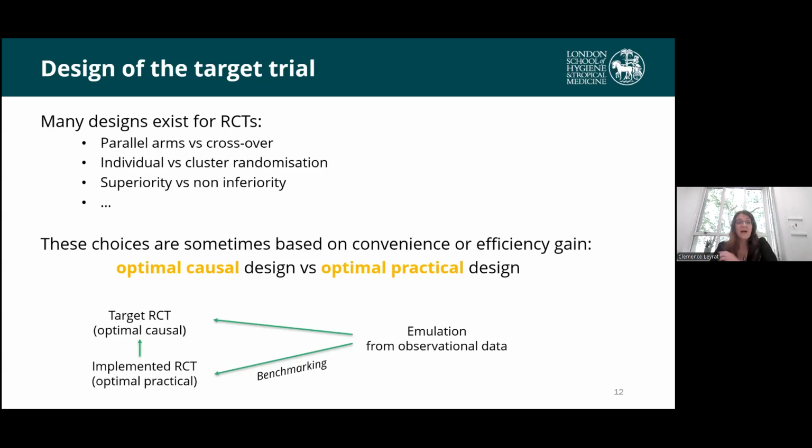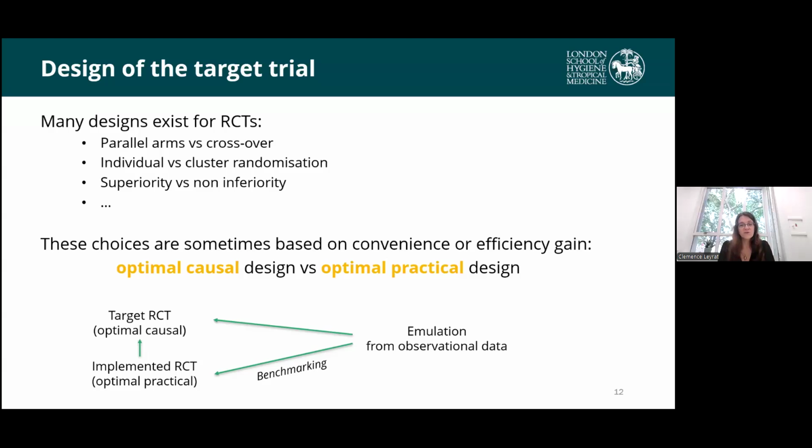So for trials, there are many different designs we can consider. Some trials have parallel arms, some use crossover designs, some use individual randomization, some cluster randomization, sometimes it's superiority, non-inferiority, and there are plenty of other options. And something quite key for target trial emulation, I think, is that these choices for the design are sometimes based on convenience or efficiency gain. For example, a crossover trial often is to gain in power.